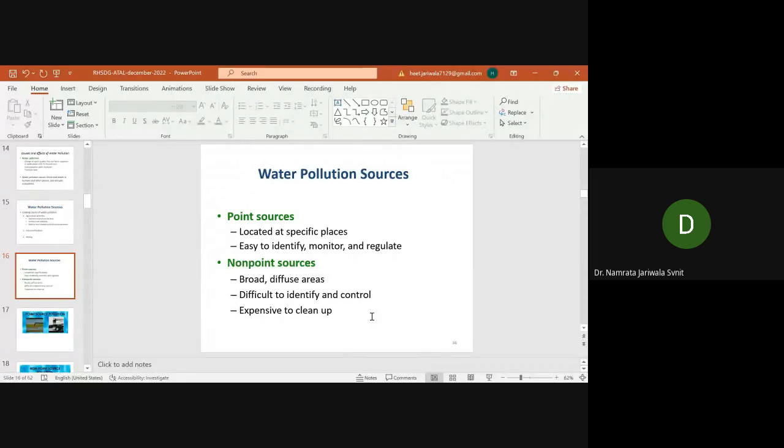Now the non-point source is nothing but diffuse areas, broad areas, very, very difficult to identify and to control.